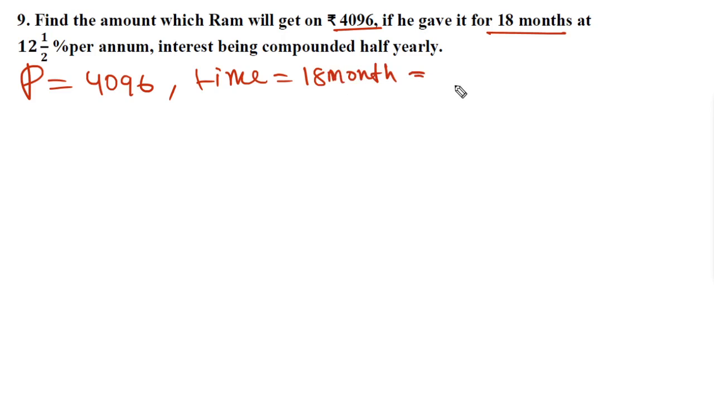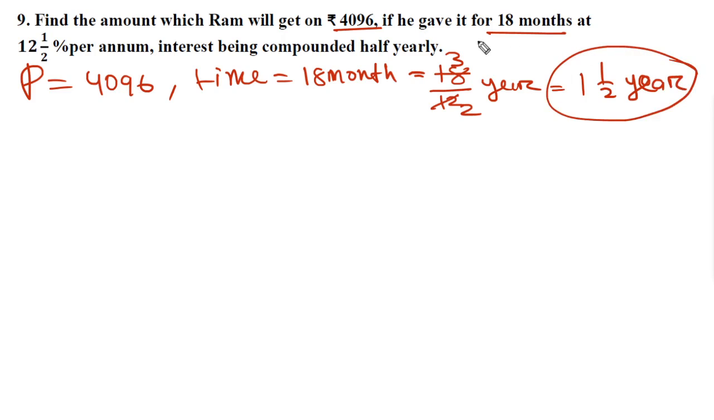So which is equal to 18 divided by 12 year, as you know that 1 year is equal to 12 months. Now you can cancel it, 6 2s are 12 and 6 3s are 18. That means 3 by 2. So it will be equal to 1 whole 1 by 2 year. Now we have to find the amount for 1 whole 1 by 2 year, because 1 whole 1 by 2 year is equal to 18 months.